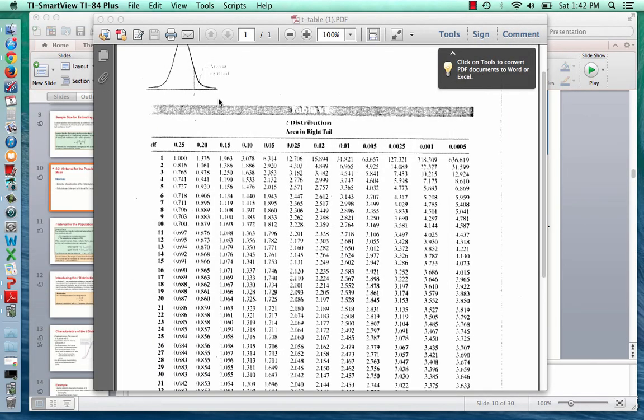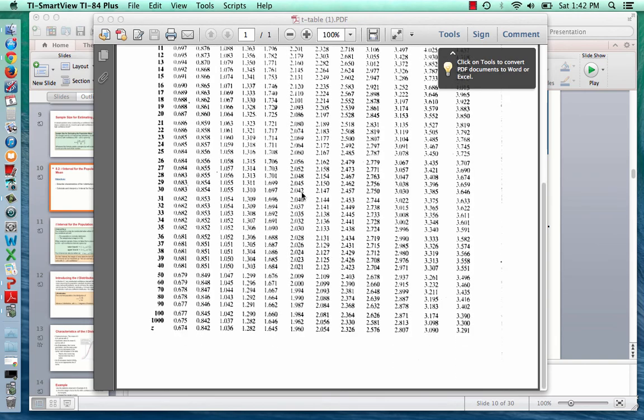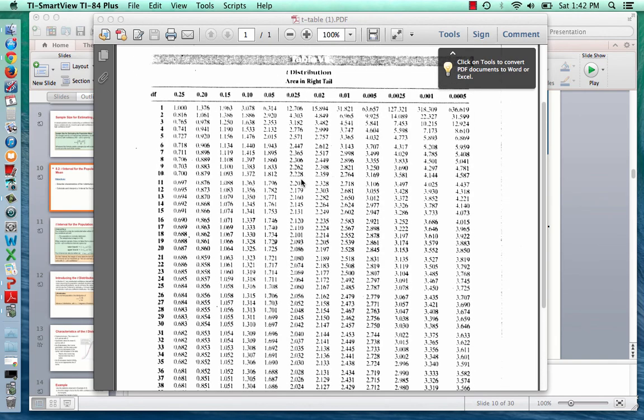And I have a video on the Doceri on the iPad where I go through examples of constructing confidence intervals. On those examples, I mentioned what I would type in inverse t. If you don't have inverse t, then you're going to have to use this table. It's a pretty simple table to use.